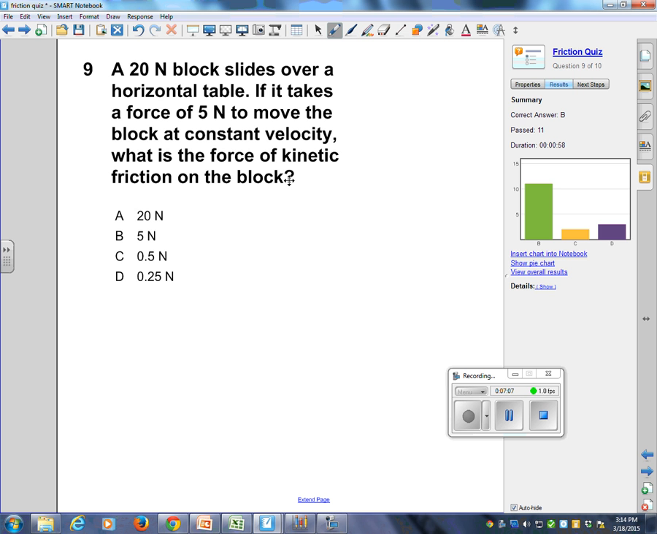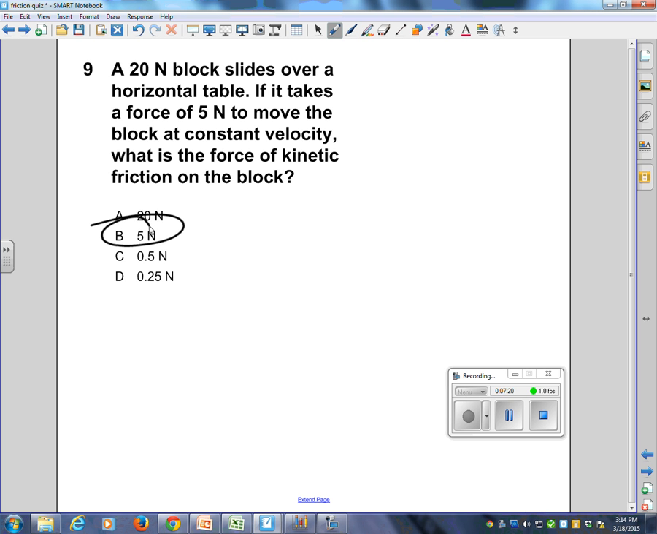A 20 Newton block slides over a horizontal table. If it takes a force of 5 newtons to move the block at a constant velocity. Hey, isn't this exactly the same question? No, it's not. Isn't it? Oh, yeah, no. It's exactly the same. It's the same question as 8, isn't it? What are the key words? 5 Newton. Constant velocity, meaning net force is 0.